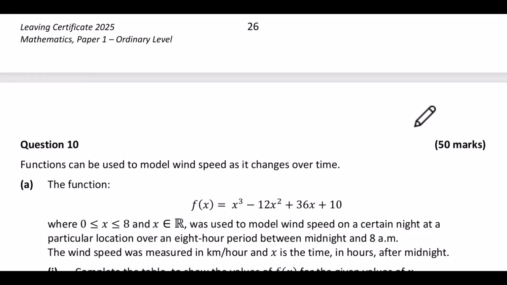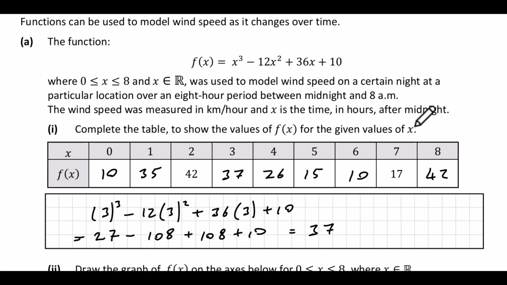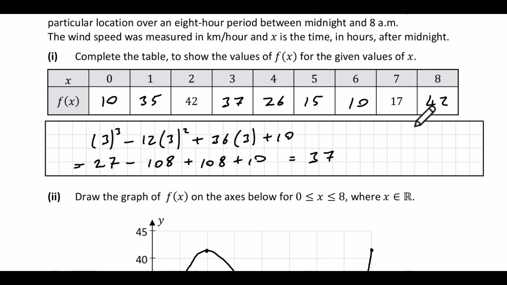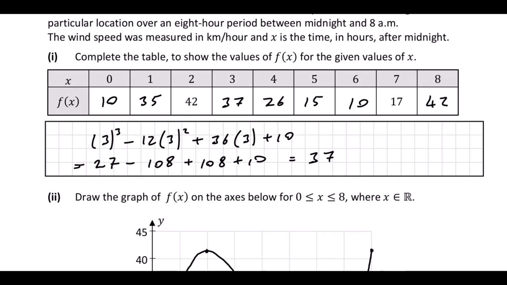Okay, so last question then. This is question 10. Functions can be used to model wind speed as it changes over time. So we have the function here, f of x, which is x cubed minus 12x squared plus 36x plus 10. x is between 0 and 8 and x is real. It was used to model wind speed on a certain night at a particular location over an 8-hour period between midnight and 8 a.m. The wind speed was measured in kilometers per hour and x is the time in hours after midnight. So complete the table to show the values of f of x for the given values of x.